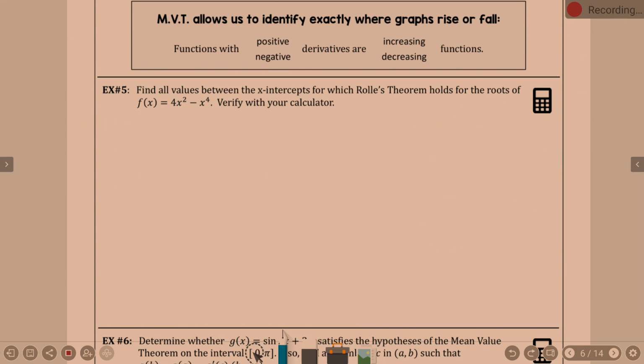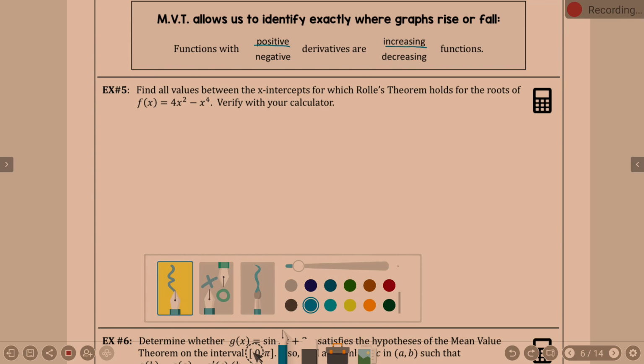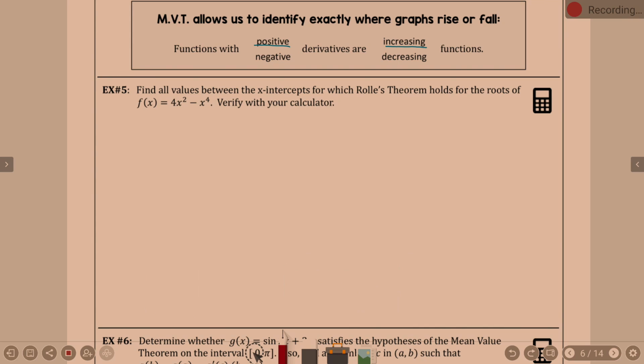MVT allows us to identify exactly where graphs rise or fall. So the idea here: functions with positive derivatives are increasing functions. We've kind of already talked about that, right? Functions with negative derivatives are decreasing functions. We talk about that a lot more in this unit.